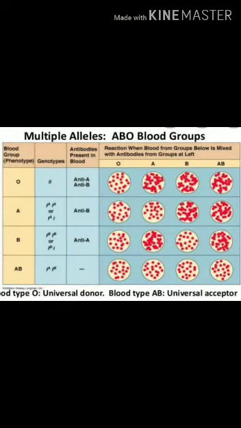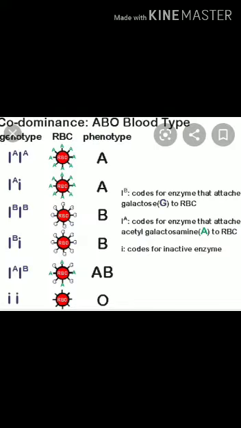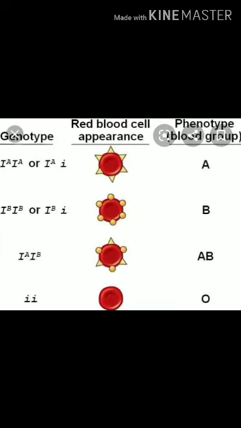Here you will also see the diagram. The ABO blood grouping also provides a good example of multiple alleles. Here an individual can have only two alleles, while multiple alleles can be found only in population studies.